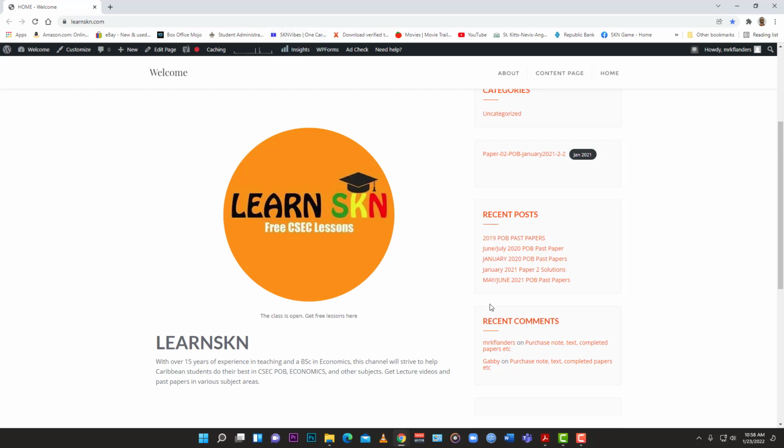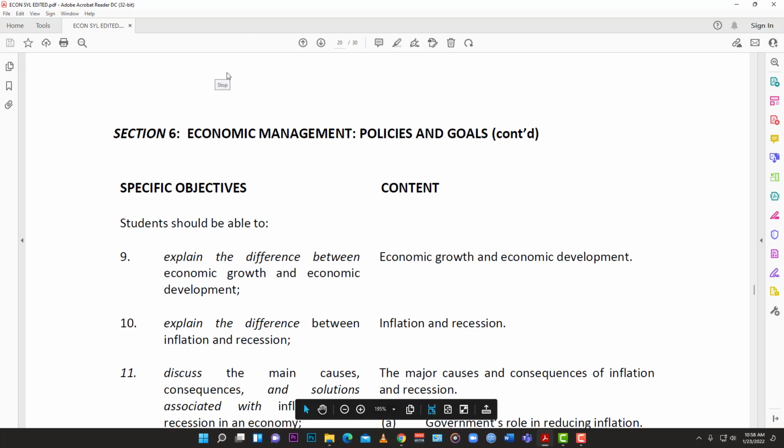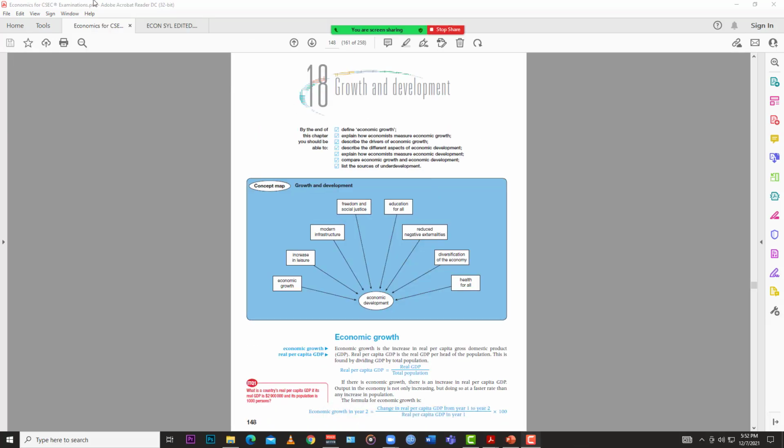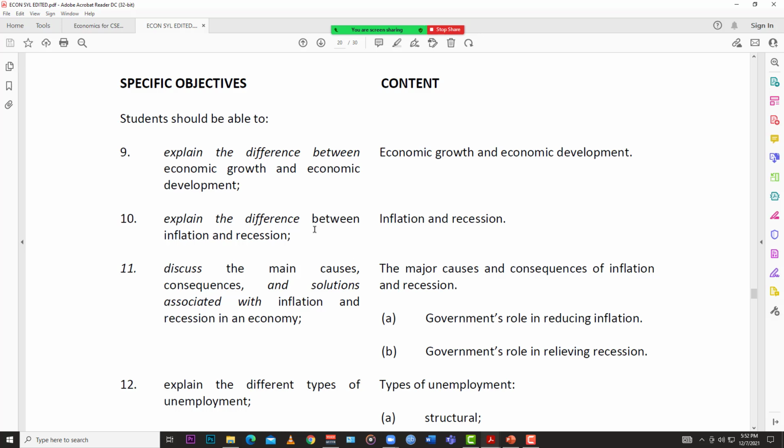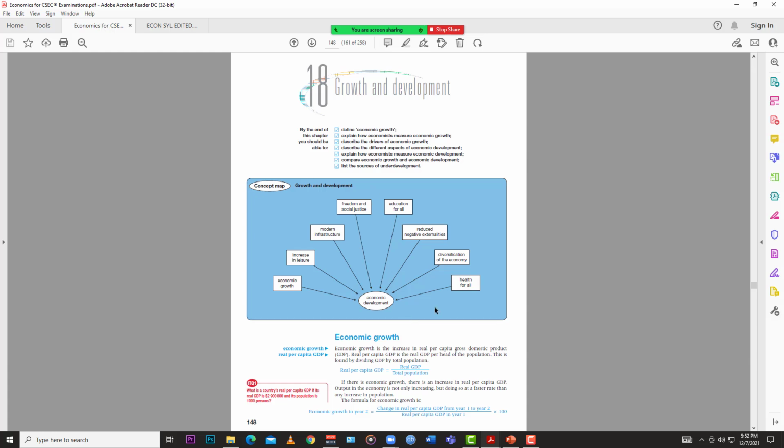All right, so let's just jump right into the content for today. So we're looking now at the difference between, this is objective 9, the difference between economic growth and economic development. What are the differences that exist between these two terminologies?